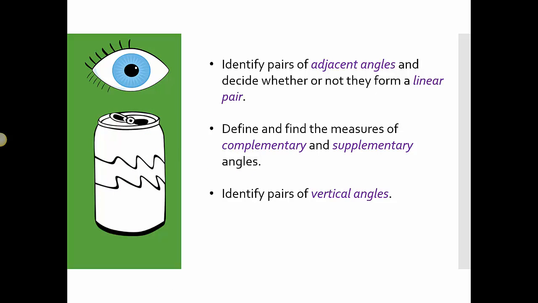So just to revisit your I can statements, can you identify pairs of adjacent angles and decide whether or not they form a linear pair? Can you define and find the measures of complementary and supplementary angles? And can you identify pairs of vertical angles? See you in class.